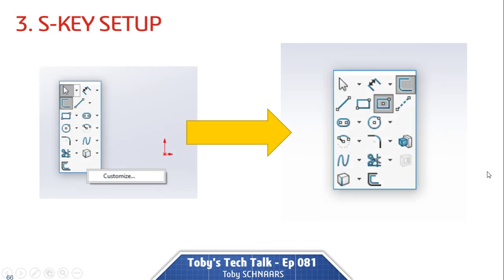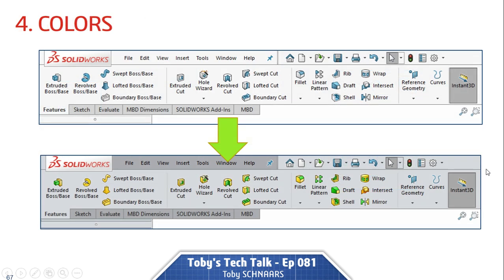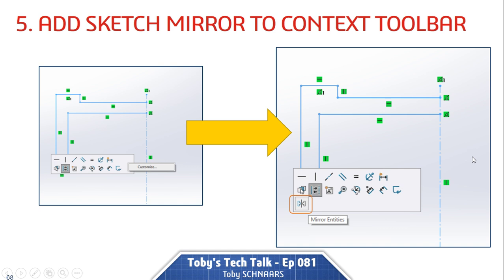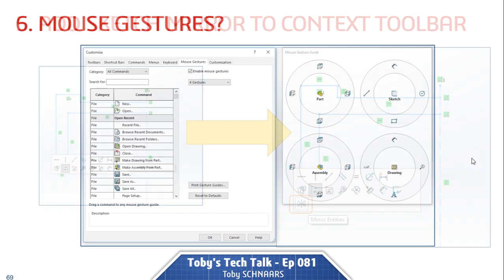I updated my S key. Changed the S key to look like what's shown here. I updated my colors, so I changed my toolbar colors to use the classic colors. Added that sketch mirror to the context toolbar.